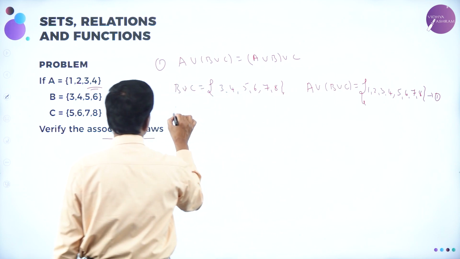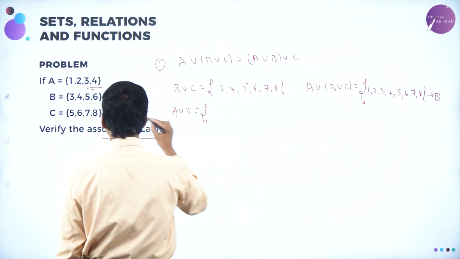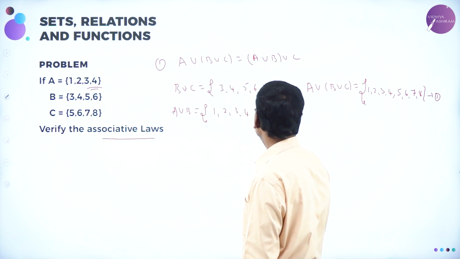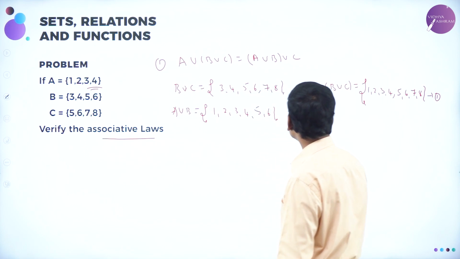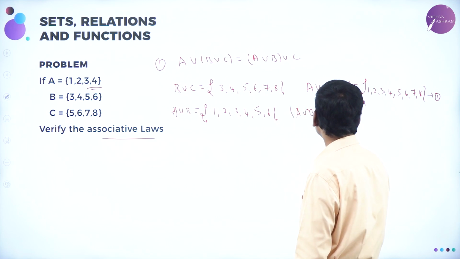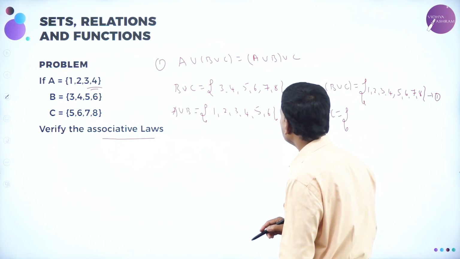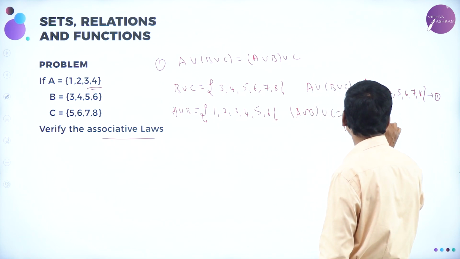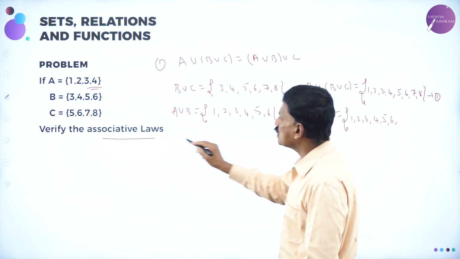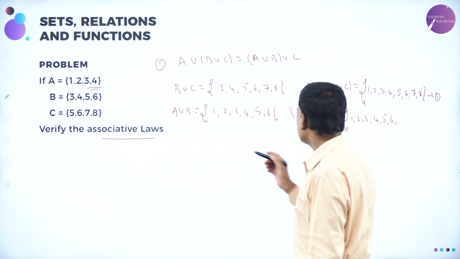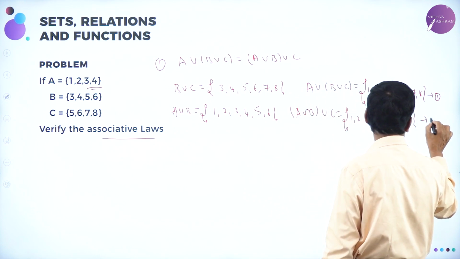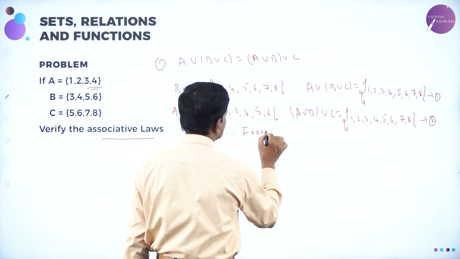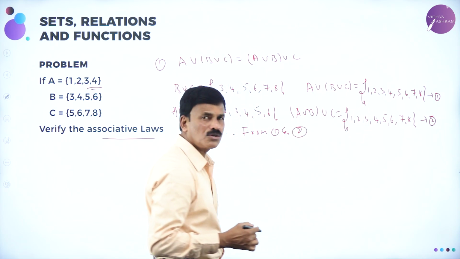On the other hand, find out A union B first. A union B, union of A and B. A contains 1, 2, 3, 4. B, already 3, 4 we have taken, 5, 6. Now, right hand side, what is right hand side? (A union B) union C. The union of this and C. First write down A union B: 1, 2, 3, 4, 5, 6 and C. The elements of C, 5, 6 is already there. We can take 7 and 8. See, this is equation number 2. What do you say from equation number 1 and 2? Therefore, from 1 and 2, LHS is equal to RHS.